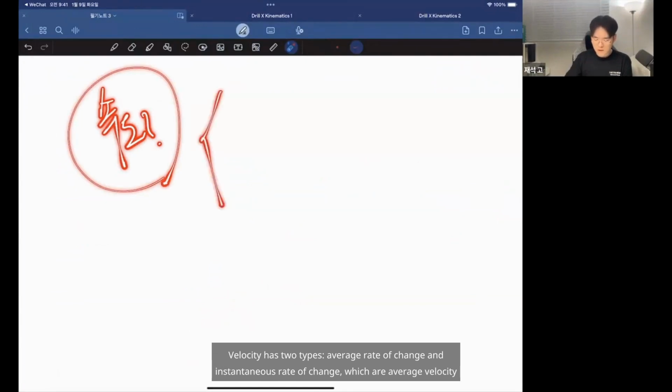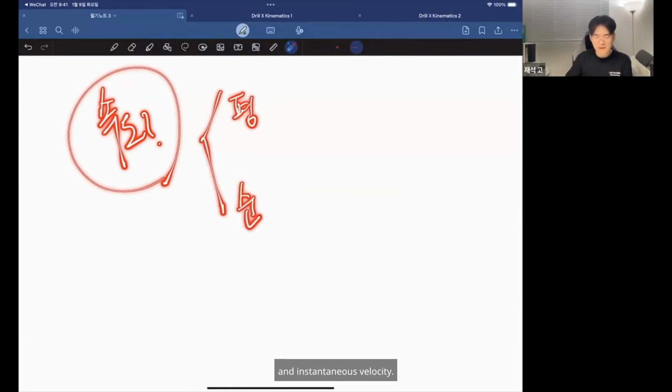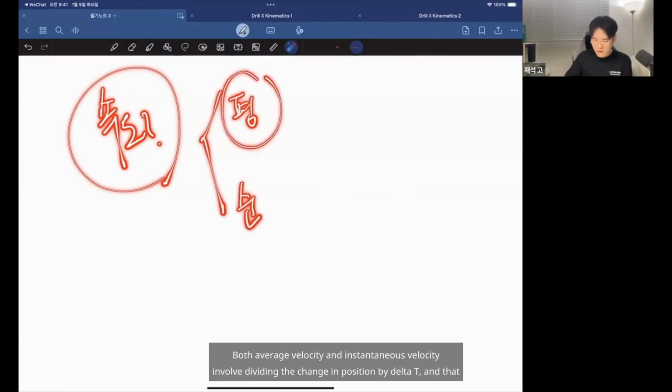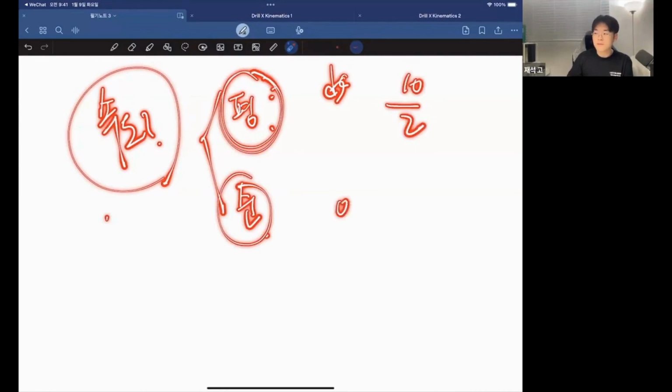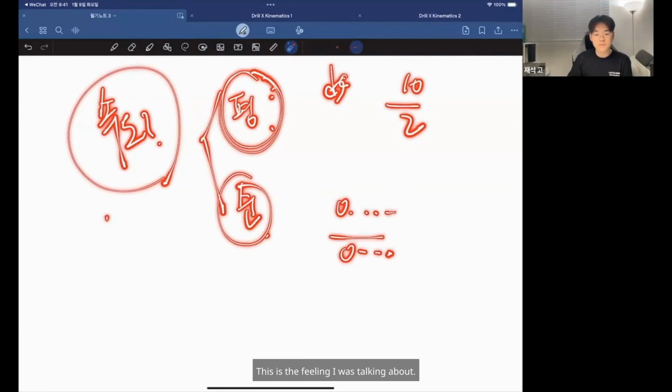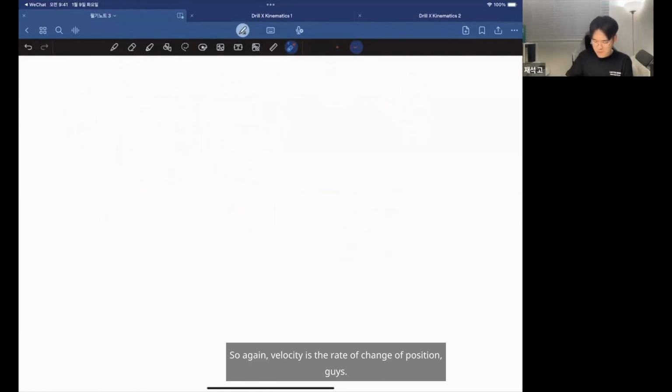Velocity has two types: average rate of change and instantaneous rate of change, which are average velocity and instantaneous velocity. Both average velocity and instantaneous velocity involve dividing the change in position by delta t, and that's the same. It's like this. Average velocity is 10 divided by 2. And then for instantaneous velocity, it's like dividing by 0. How much divided by 0? This is the feeling I was talking about. So again, velocity is the rate of change of position, guys.